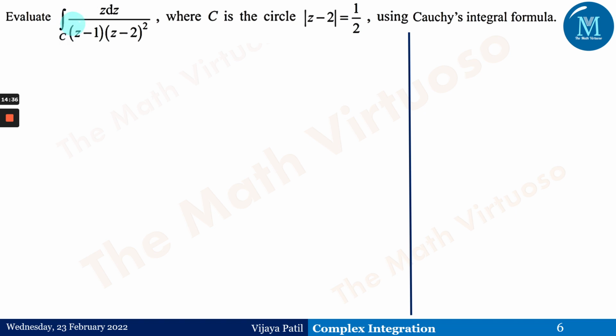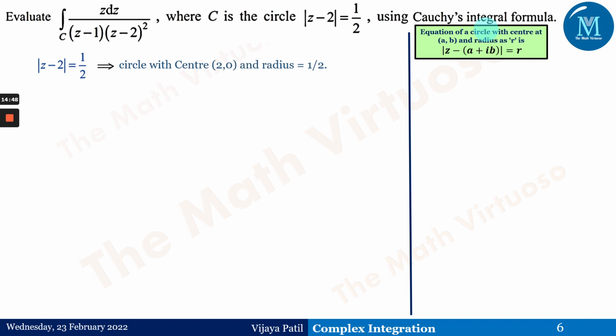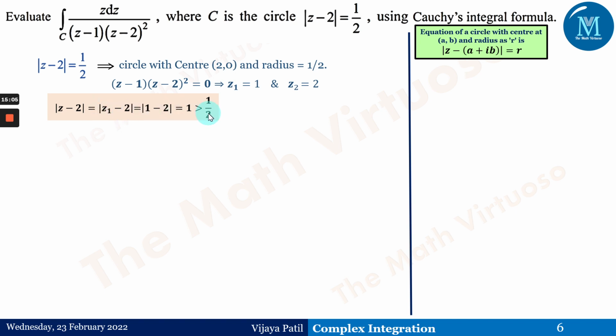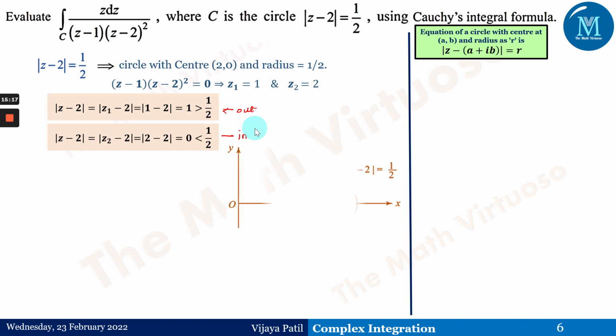Then evaluate the integral of z dz upon z minus 1 into z minus 2 the whole square, where c is the circle mod of z minus 2 equals half, using Cauchy's integral formula. Again the equation of a circle, the center is at 2 comma 0 and the radius is half. The denominator equals 0 gives z1 is 1 and z2 is 2. Checking the distance, mod of z1 minus 2 is 1, which is greater than the radius half. That means this point is out. Then for z2, 2 minus 2 is 0, so this point is in.